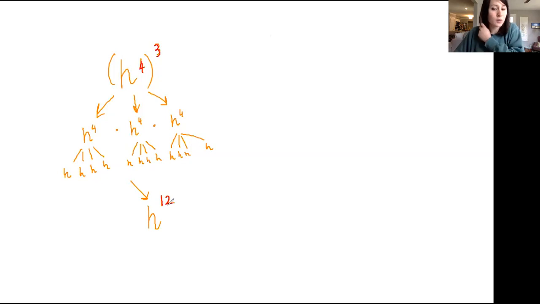And if we did another one, you might see that actually what you see is h to the fourth power times 3. That equals 12. So what we realize is really when you have a monomial that's being powered, a power to a power basically, you can multiply them.